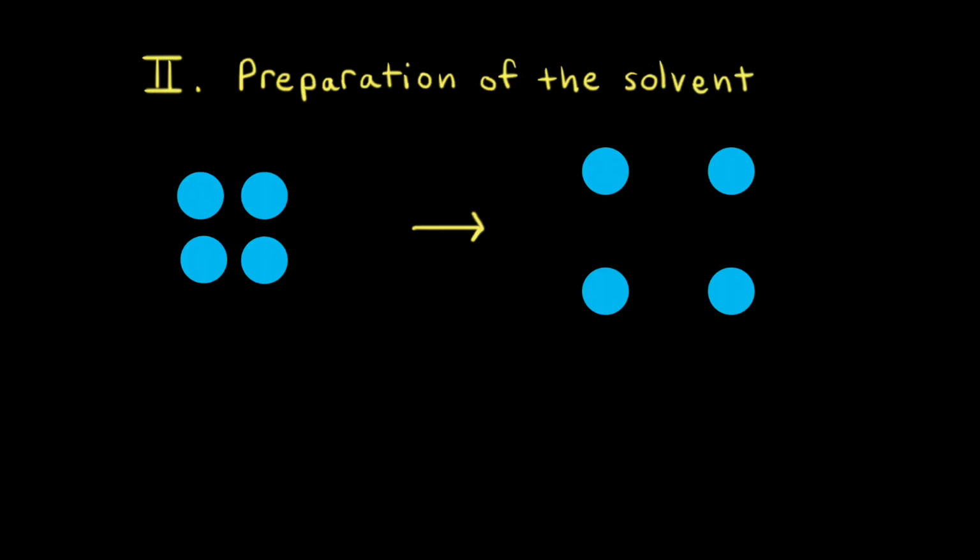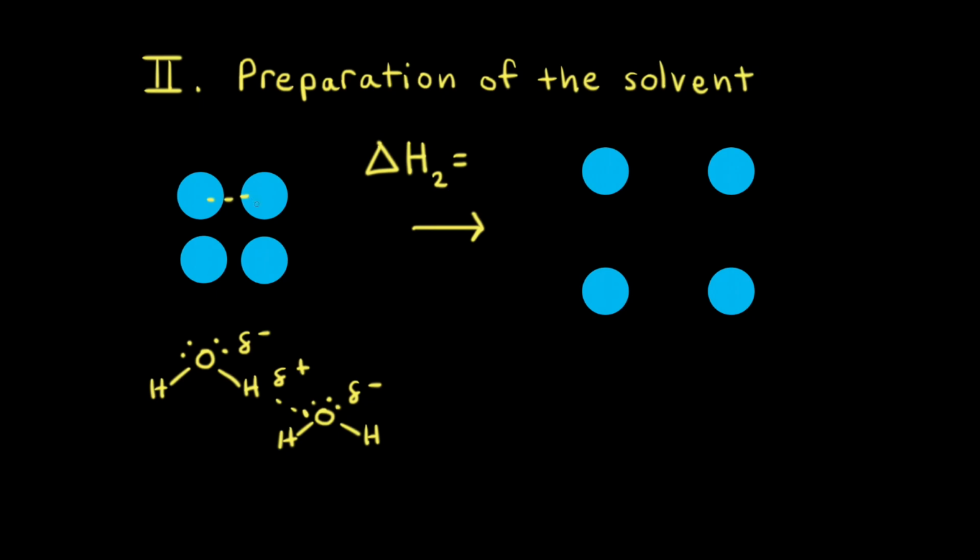Step 2 is the preparation of the solvent to receive the solute. And let's think about the change in enthalpy for this second step. The solvent particles are held together by intermolecular forces. For water molecules, the most important intermolecular force is hydrogen bonding. The goal of this theoretical second step is to break apart the solvent particles and to move them far apart from each other so there's enough room to fit in a solute particle. Since it takes energy to overcome the intermolecular forces holding the solvent particles together, delta H2 is positive.